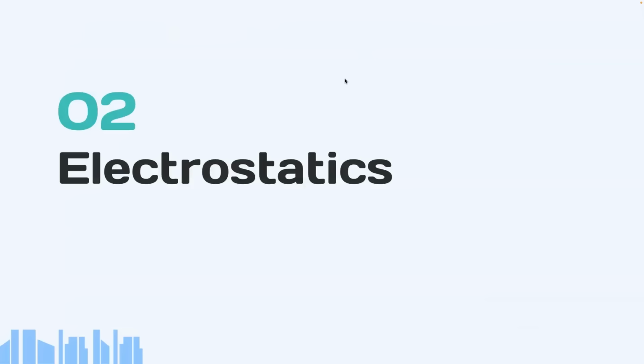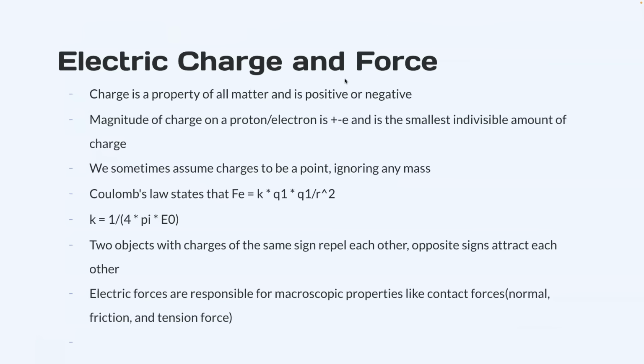Unit 2, electrostatics. Charge is a property of all matter, and it's positive or negative. The magnitude of charge on a proton or electron is just plus or minus e, and it's the smallest indivisible amount of charge. So that means all charge will be a multiple of that, e. And protons have a positive charge, electrons have a negative charge.